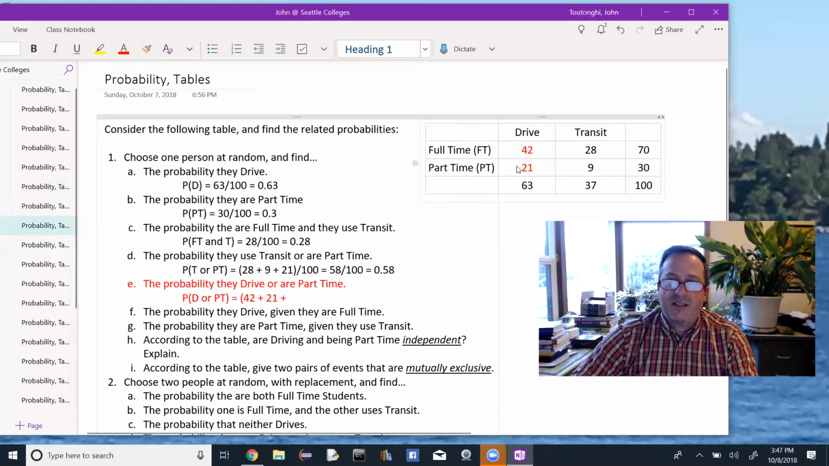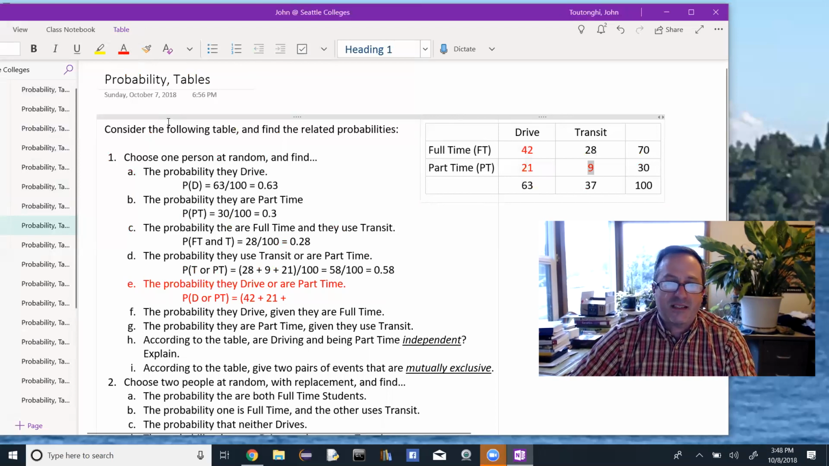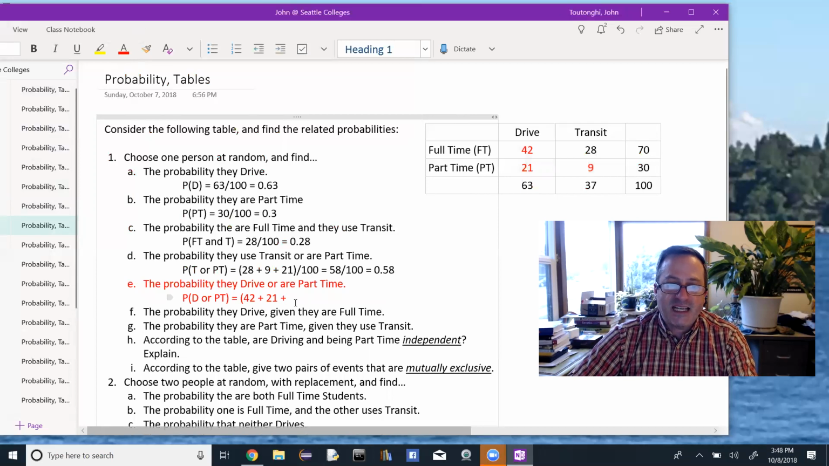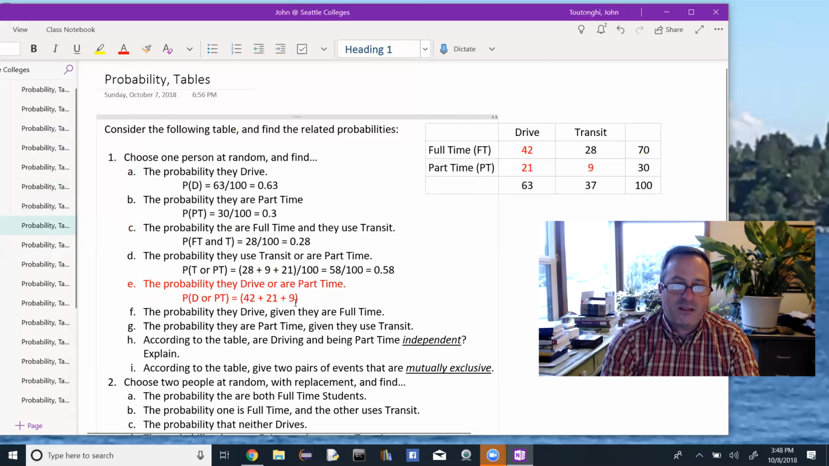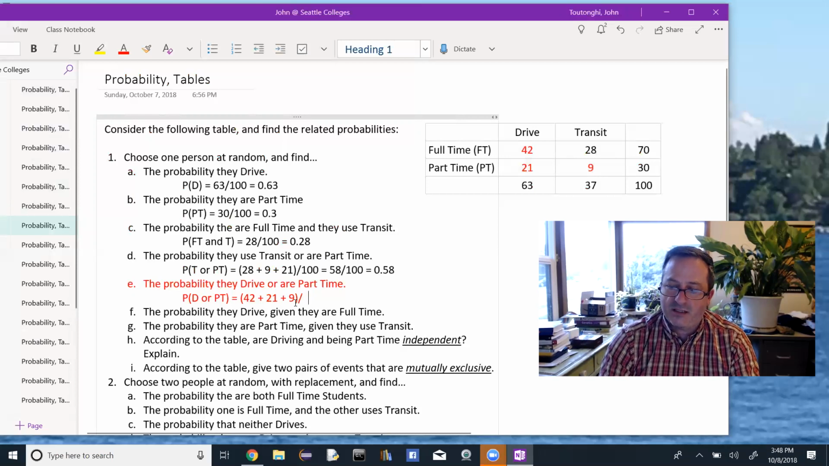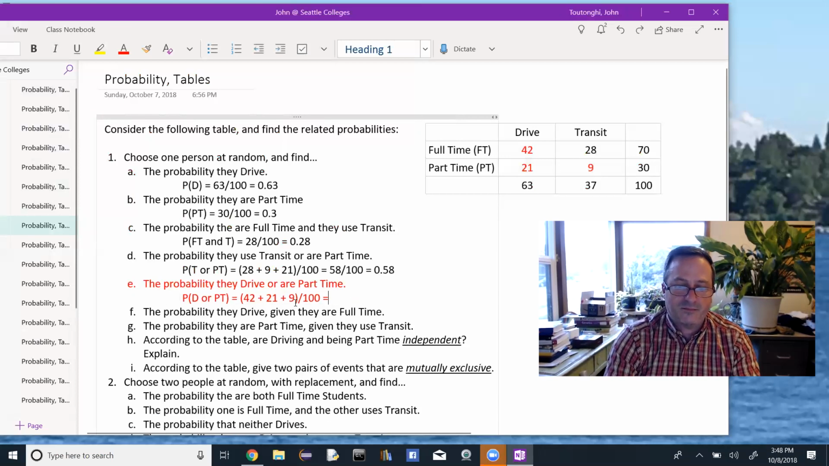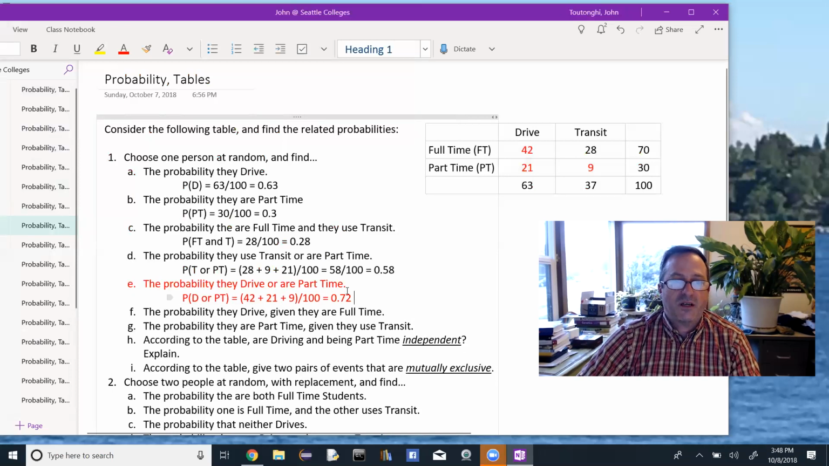So in addition to these 21 who are part-time, there's again 9 more over here who are part-time. So I have the 21 who are part-time already. I need to add in these other 9. And in this case, it's the 21 people who I don't need to count twice. So I add those 3 squares up, and I get 72%. That's the probability that they drive or are part-time.